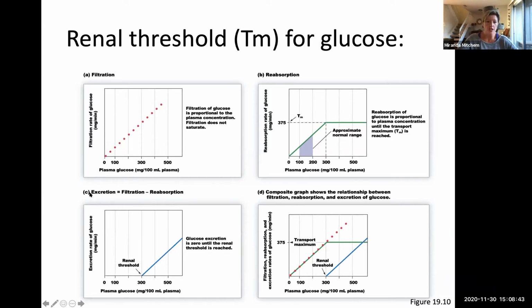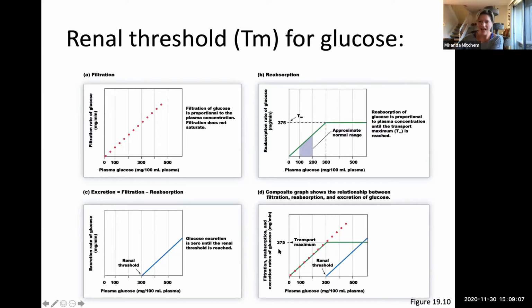Now, excretion is the material that is filtered, minus what is reabsorbed. So for glucose, it's going to be everything on the other side of the transport maximum, which is 300 mg per 100 ml plasma. So glucose excretion is 0 until that renal threshold is hit.